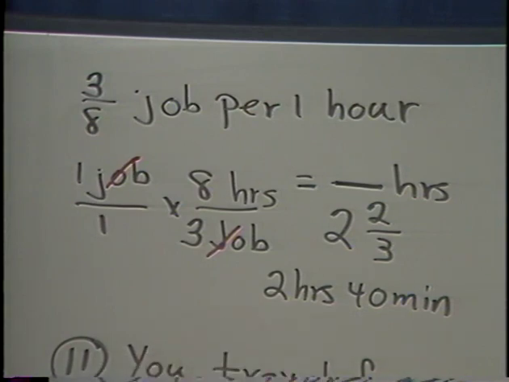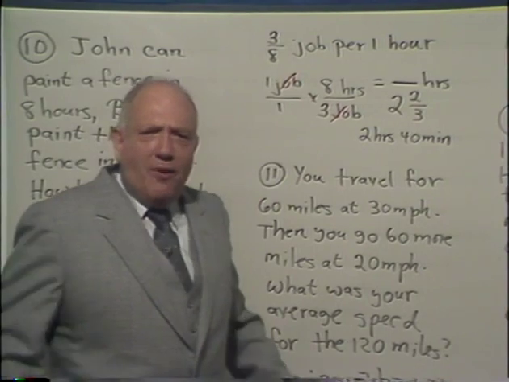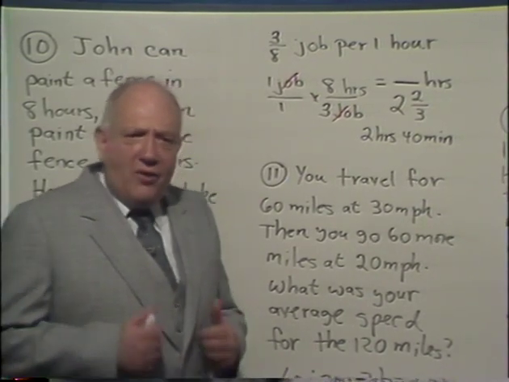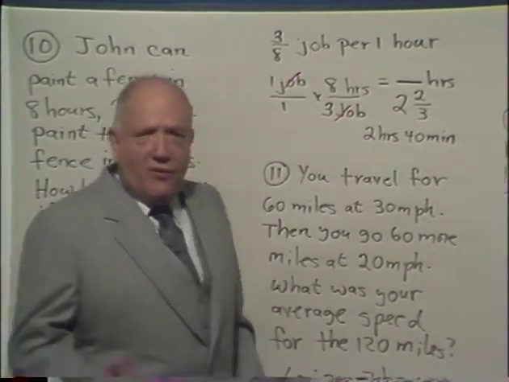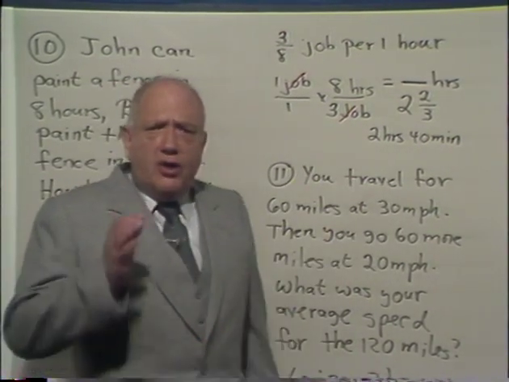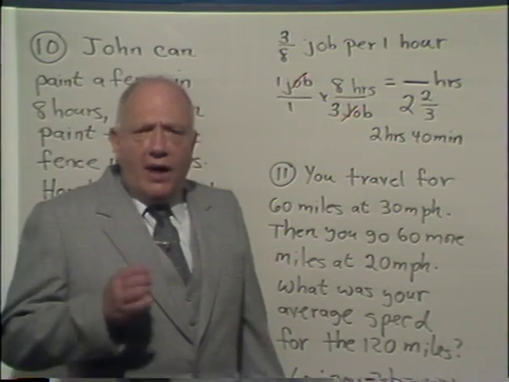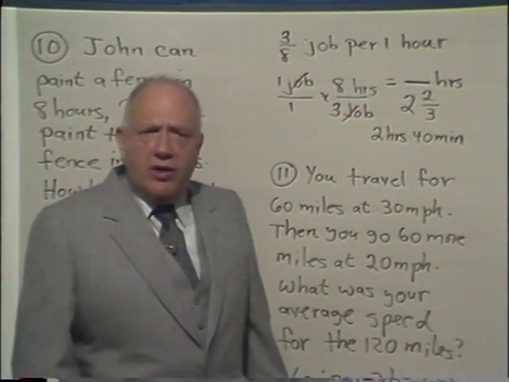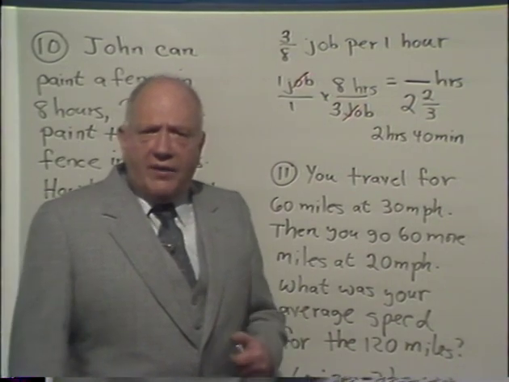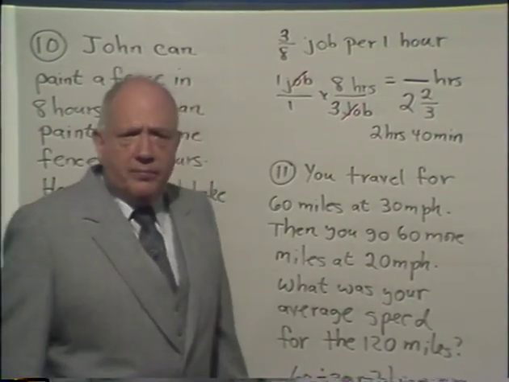8 over 3, which is 2 2/3 hours. A third of an hour is 20 minutes. So the job, if things work utopianly, in other words, if they all work at the same rate, and they don't bother each other, and they both have their own paintbrush, in 2 hours and 40 minutes, they'll finish the job. Now, why did I put this problem in here? To show you that if you have a calculator, but don't understand what you're doing, you can't do this problem. If you don't have a calculator, but you do understand what you're doing, it's a 2-step problem.